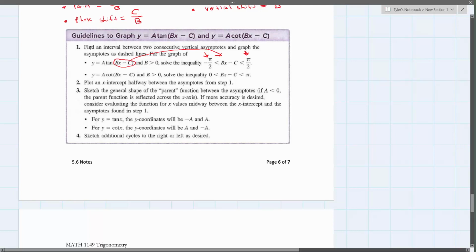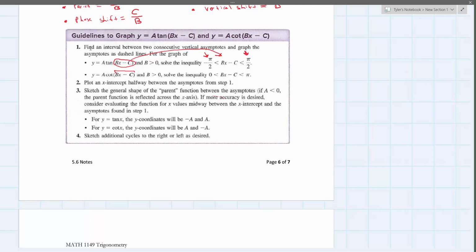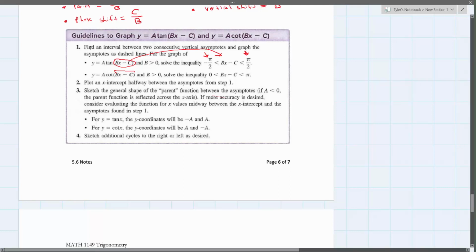And then for cotangent, that first general period is in between 0 and pi. So same idea. We're going to throw in whatever's inside the trigonometric function, and put that in between 0 and pi, and then solve for x, right? And then the next part we're going to do is plot an x-intercept. So that's always going to occur halfway between those asymptotes.